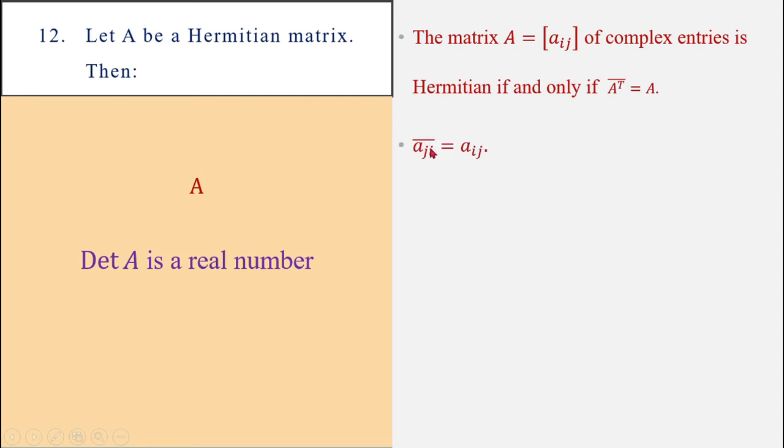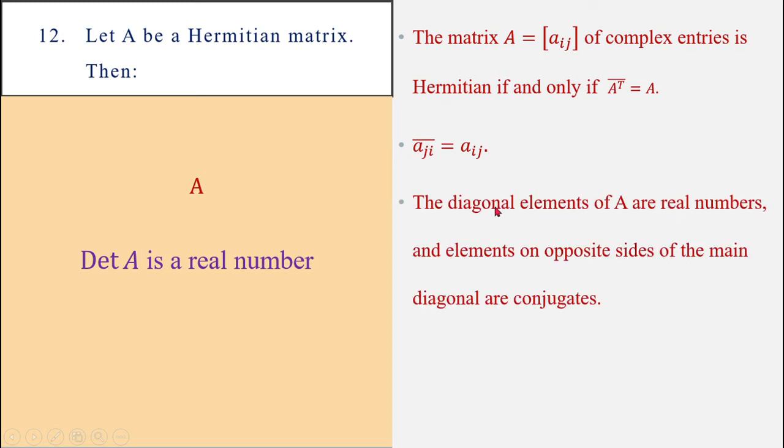So what we get, Aij is equal to conjugate of Aji, means Aii is equal to conjugate of Aii. It happens only when Aii is a real number, means the diagonal elements of A are real numbers, and the elements on opposite sides of the main diagonal are conjugates of each other, means A12 is conjugate of A21, A23 is conjugate of A32, A31 is conjugate of A13, in this way.